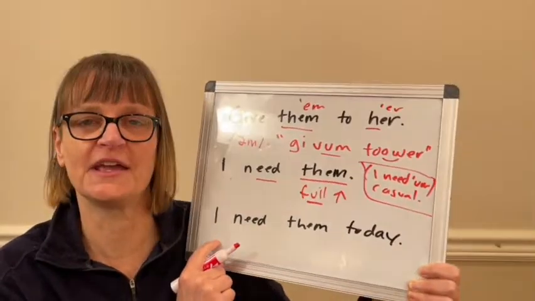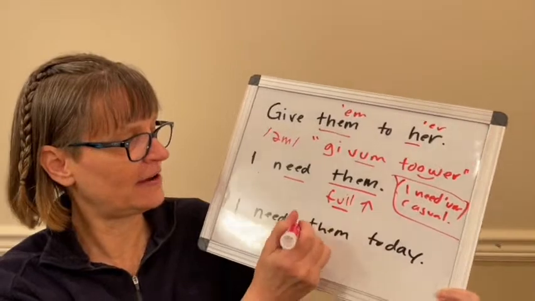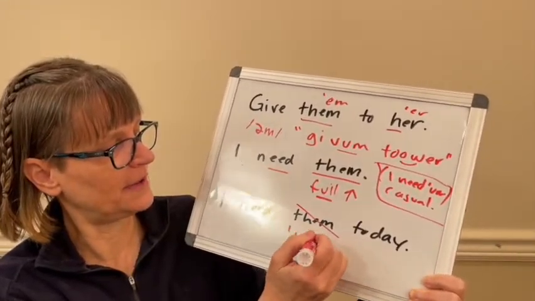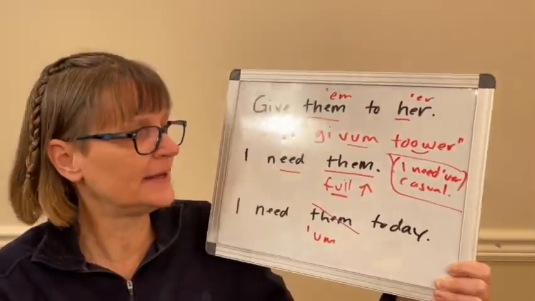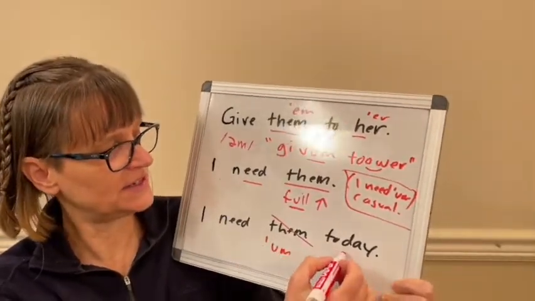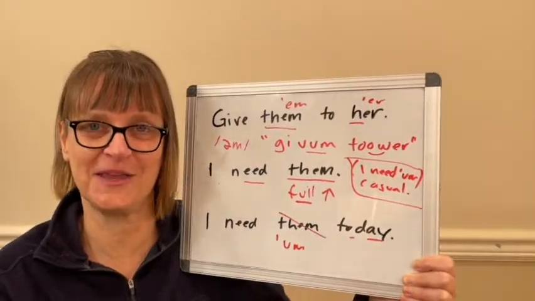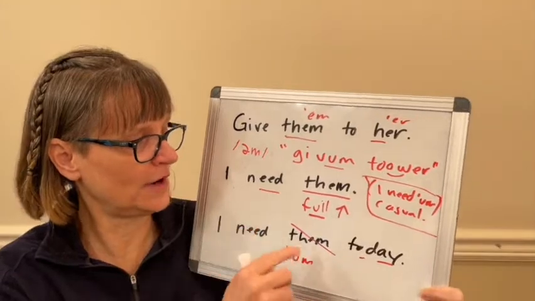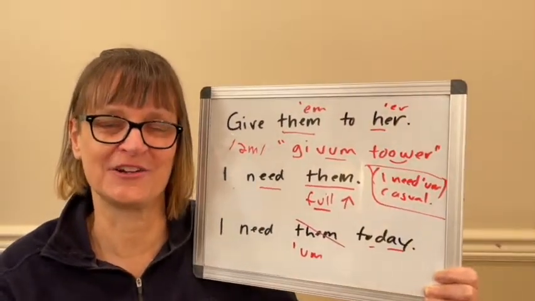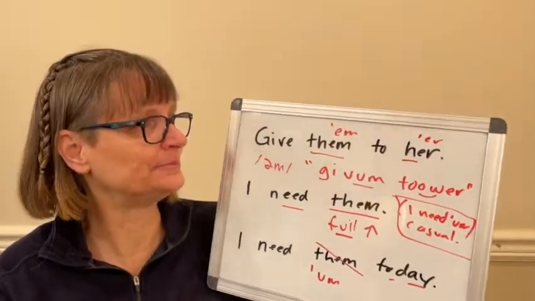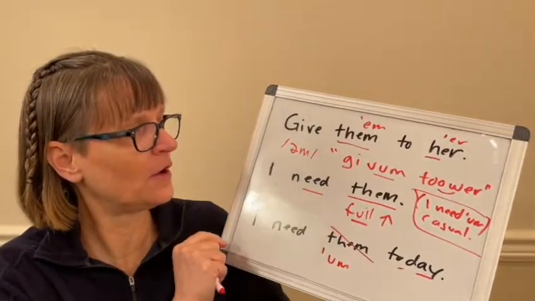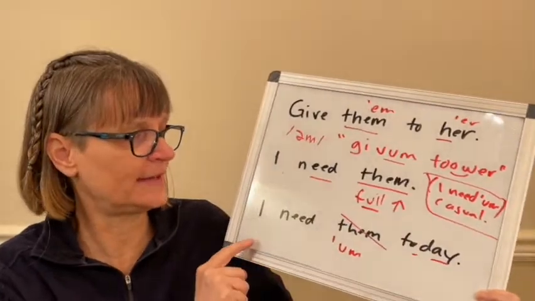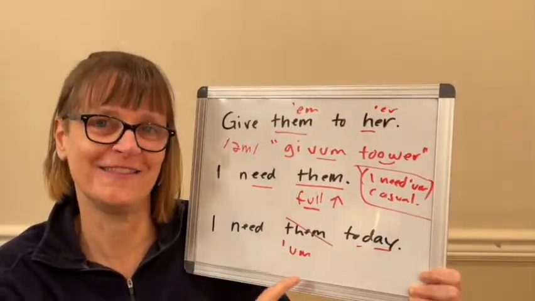Versus when I say "I need 'em today," you hear how, again, I changed "them" to more of an "'em." That's because in this sentence, "today" is going to get the stress because it comes at the end. It's a little bit more important. Therefore, it's easier and more natural to reduce "them" to "'em." So: give them to her or give 'em to her. I need them or I need 'em. And I need them today or I need 'em today.